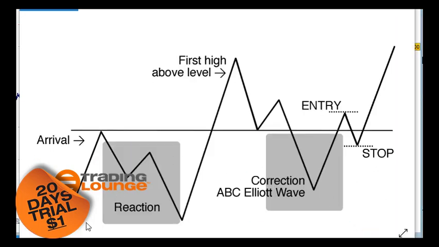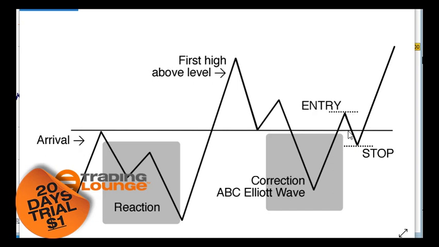So the classic trading levels pattern is basically the arrival, the reaction, the first high above the level, and then an A and a B and a C dropping down below the level. I always like it to do that because when it does that, it's checking the strength of the market, finding where the depth is, and then once you've got that, we can just move up and look for support here, and we move from this point.